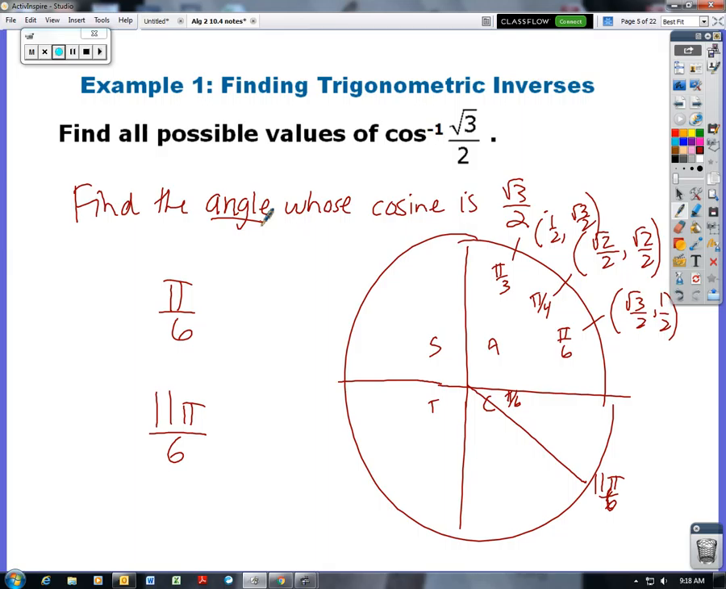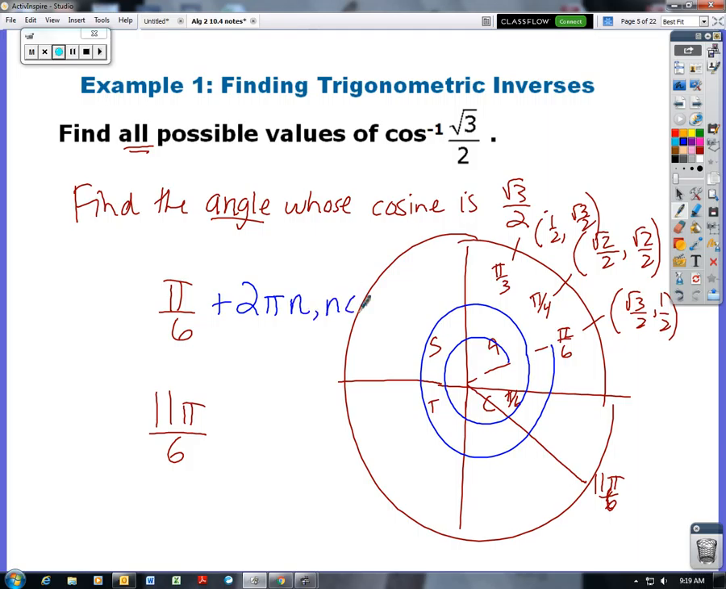But that's not the end of the story, because it does say find all possible values. And so we have to include all of the coterminal ones as well. That's not as hard as it might sound. If I am here at pi over 6, and I want to find all the coterminal angles to pi over 6, I would just add another 2 pi to it, and I would get another one. And if I added another 2 pi, I would get another one. So we can just add multiples of 2 pi, and the way we write that is plus 2 pi n, where n is an element of the integers. And we use just the Z there, that means the integers. So n is an element of the integers.